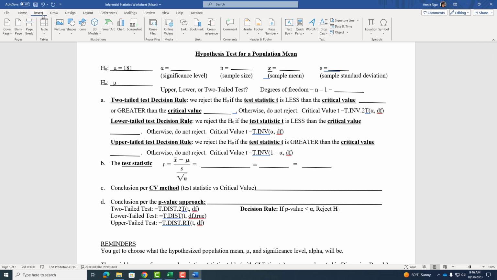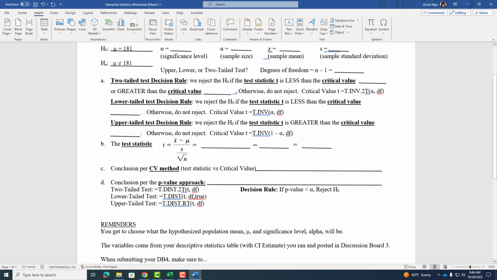If I go to the Insert tab, over here on the right, there's an option for symbol, and there's the symbol for not equal to. If you can't find it, you can also just type out the words not equal to remind yourself. But I'm going to go ahead and do the not equal sign. And again, it's still 181. The 181 is a hypothesized population mean that I got to choose, and I found it on the internet.